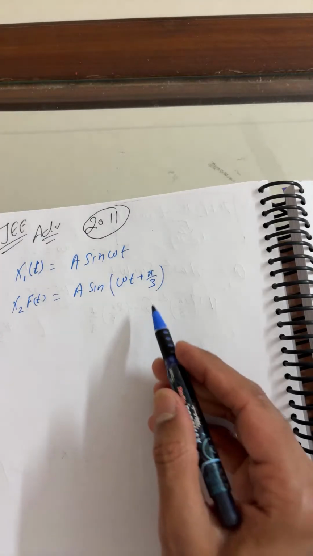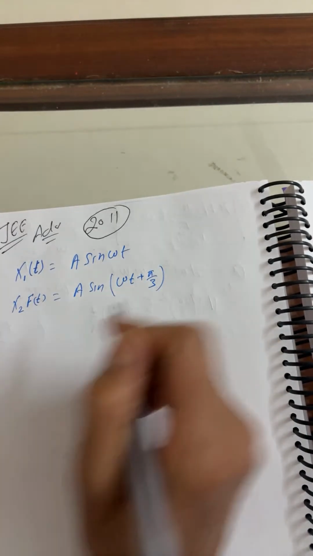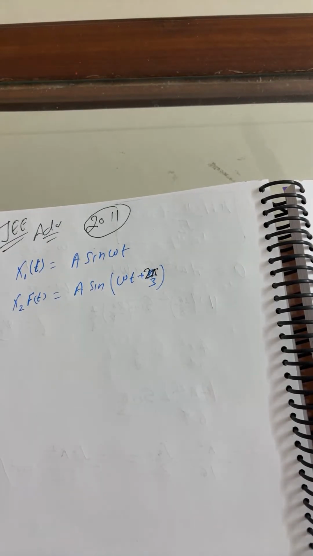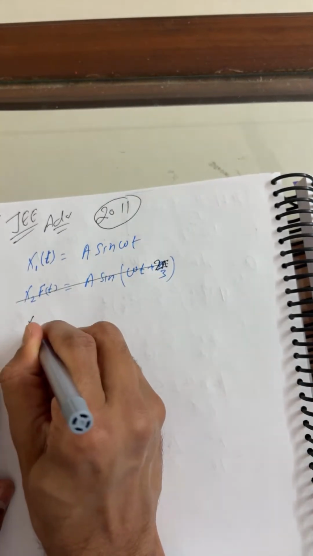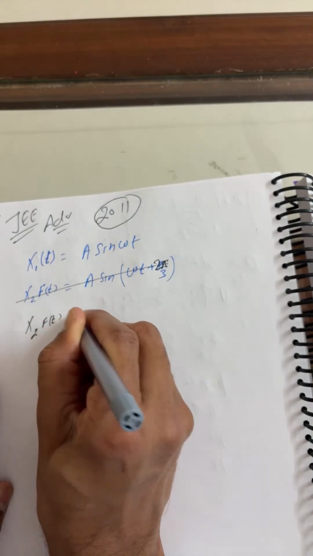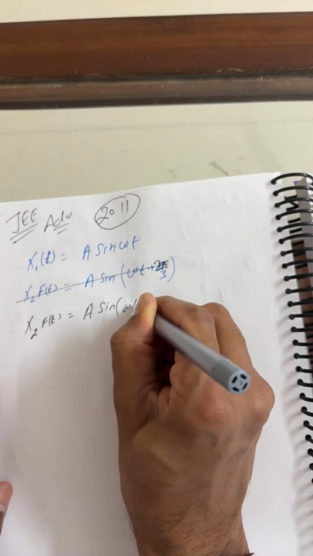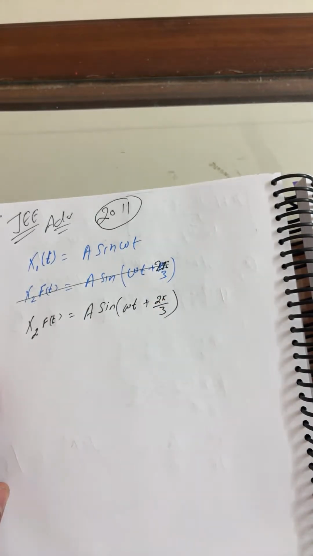Fine. So here something is changed. It's mentioned 2 pi by 3. X1 is A sine omega t. X2 is a function of t, this is A sine omega t plus 2 pi by 3. Right, I'll write it once here. Again, it's a live class, it's not a physical class where you can ask. A sine of omega t plus 2 pi by 3.